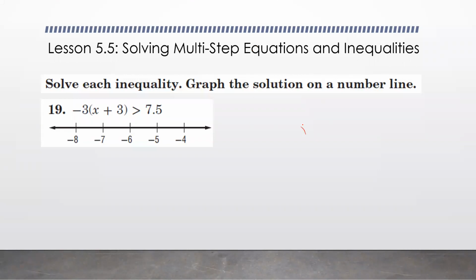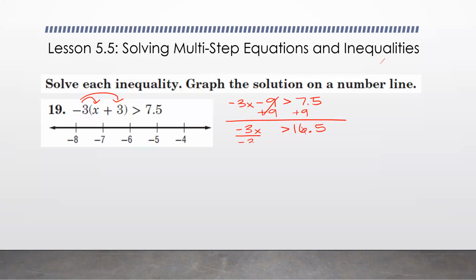So here, going to apply the distributive property. Okay, so this ends up being negative 3x, and this is negative times positive 3, so that's negative 9, is greater than 7.5. Okay, so I'm going to add 9 to both sides, and I end up with negative 3x is greater than, this would be 16.5.